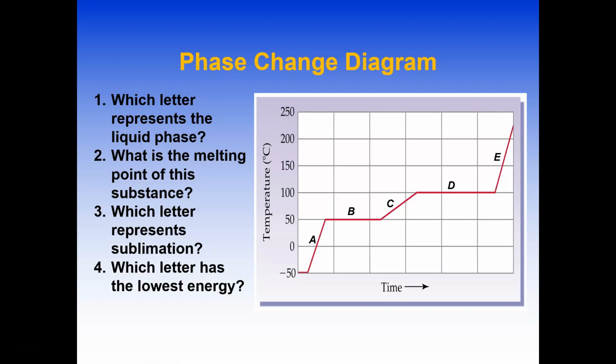Number 4 asks us what letter has the lowest energy. That's going to be A because solids have the lowest energy. And 5 asks us where is kinetic energy increasing. You will remember that kinetic energy increases on these slopes, so it's increasing on A, C, and E.